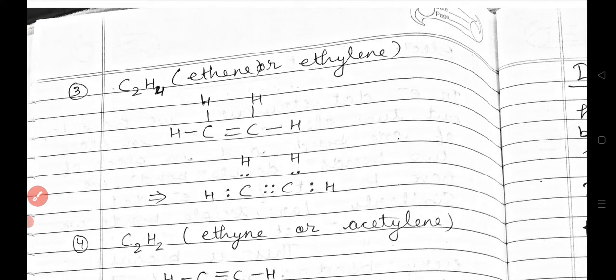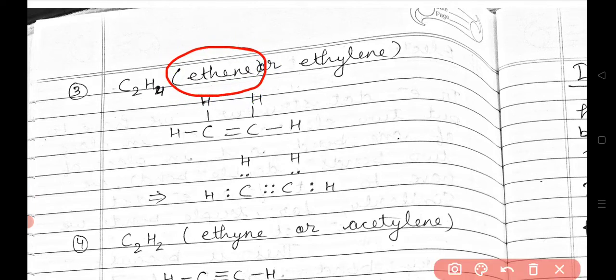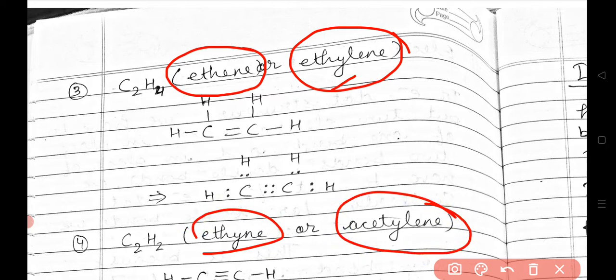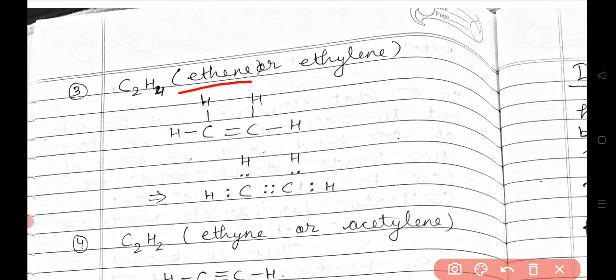Similarly, ethene or ethylene. Ethene is the IUPAC name, because ene is present in this name, while ethylene, because yl is present, is the common name. Similarly, ethyne and acetylene. Ethyne is the IUPAC name because yne is present here, but acetylene has yl present, because of which it becomes the common name. So for ethene or ethylene, the formula of ethylene is C2H4, and the formula of ethene is also C2H4, that is, both names are for C2H4.